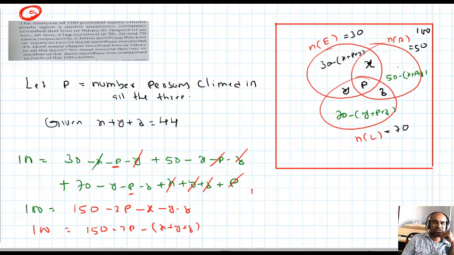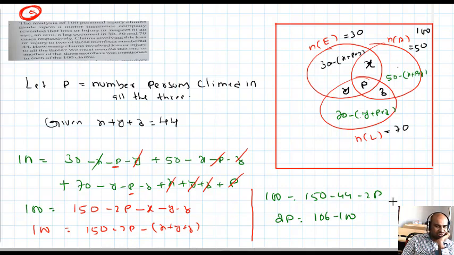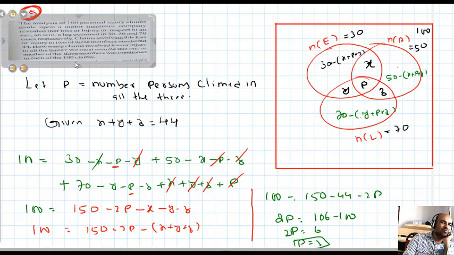So I will write here 100 equal to 150 minus 44, instead of that, minus 2P. So 2P equal to, 44 means 106, 106 minus 100. Correct only? 106. Okay, correct only. So P equal to what? 6. 2P equal to 6. P equal to 3.